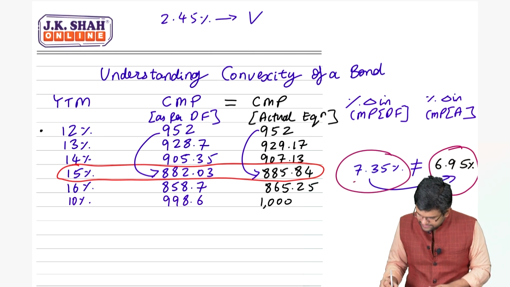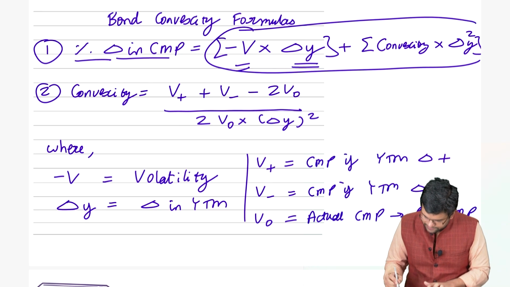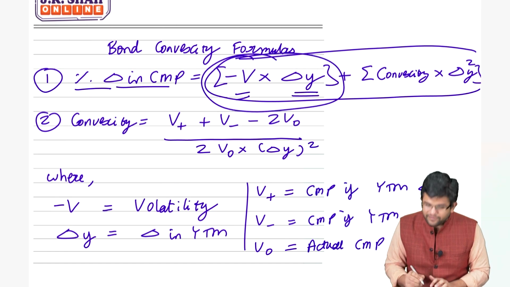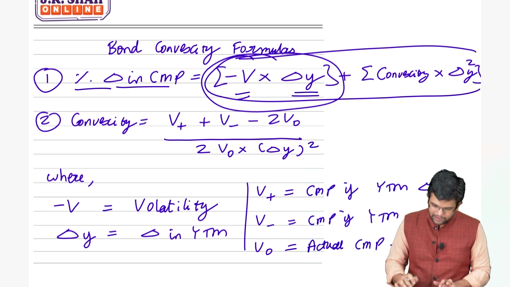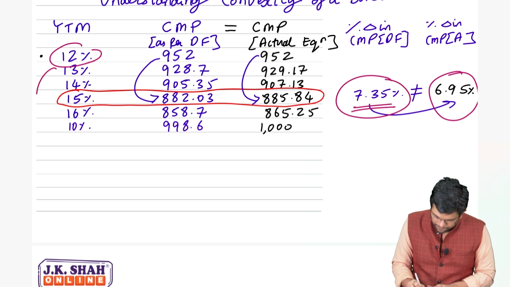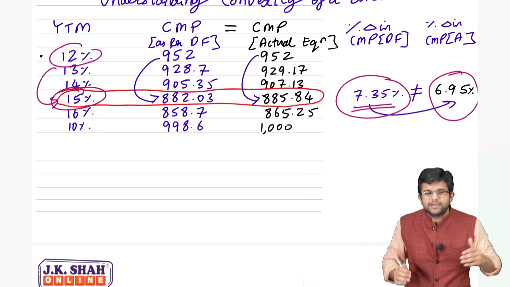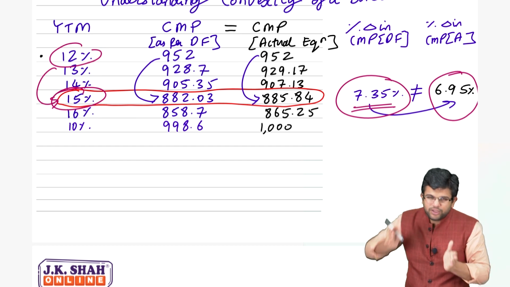Yes, here you can see the 7.35% is nothing but this part here. Okay, this part here is that 7.35%. Everyone following till here? So children, I'm taking this example of YTM changing from 12% to 15%. That is a 3% change in YTM.